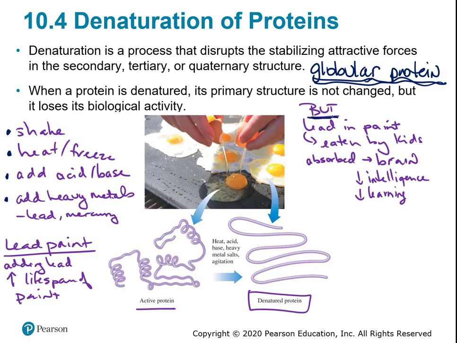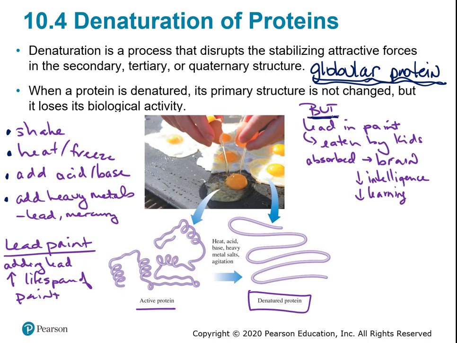And when it gets absorbed, it can cause denaturation of proteins that are responsible for brain development. This is where you start to see a decrease in intelligence and more learning disabilities in kids that have higher than normal lead levels. So if you have a kid, one of the first things the doctor will ask is, where do you live? How old is your house? Because if your house is older than about 70 years, there's a chance that there is lead paint on the walls, and they're going to want to test your kid regularly for lead levels.